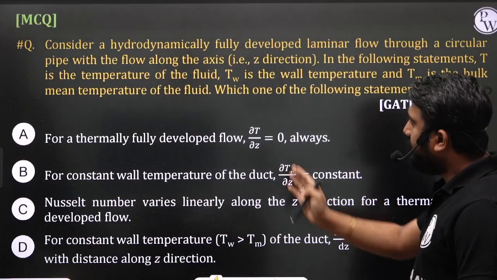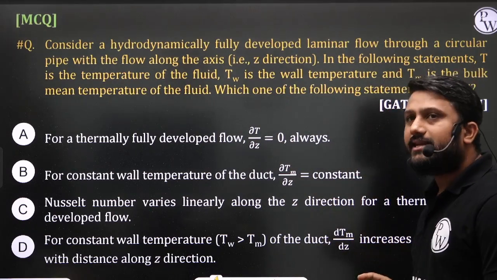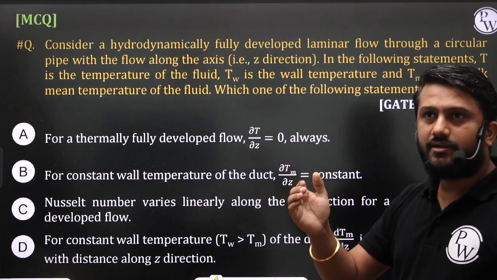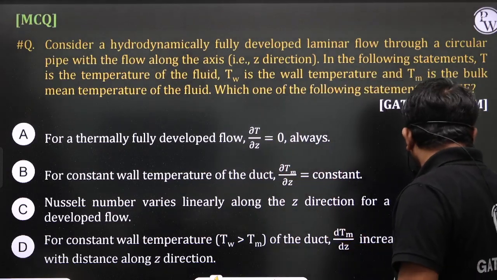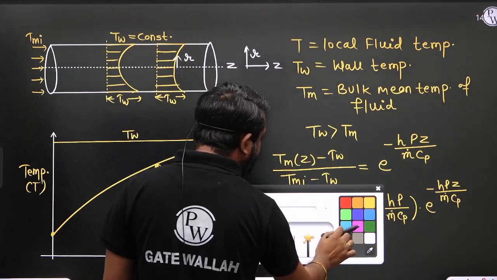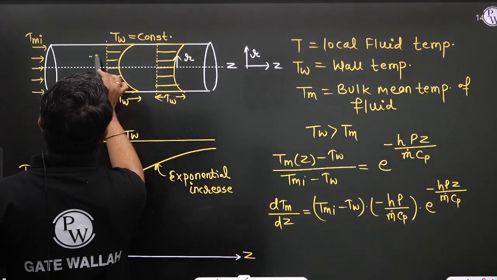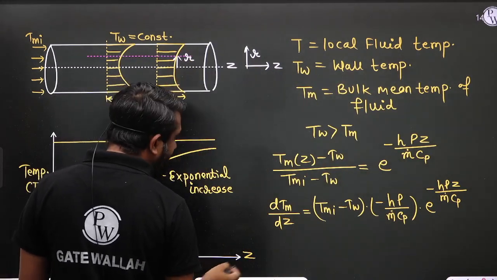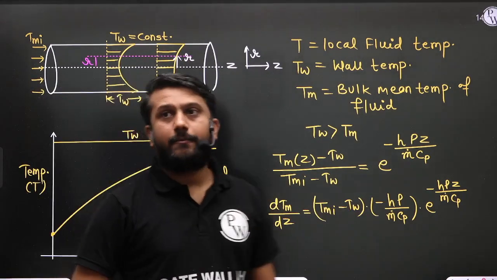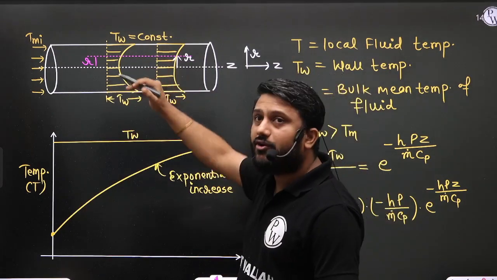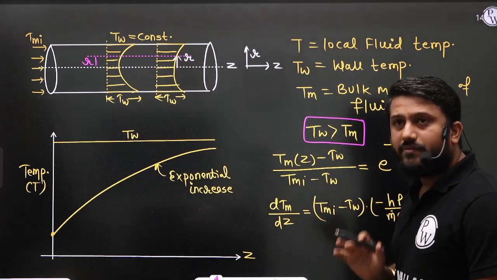Now, option A says, for a thermally fully developed flow, del T by del Z is 0. That means in the Z direction, the temperature is not changing. Now, if you see this diagram, let us consider a particular radial distance r. Now, Tw is greater than Tm, so definitely heating of the fluid occurs.